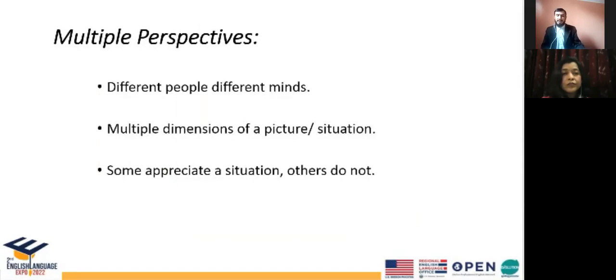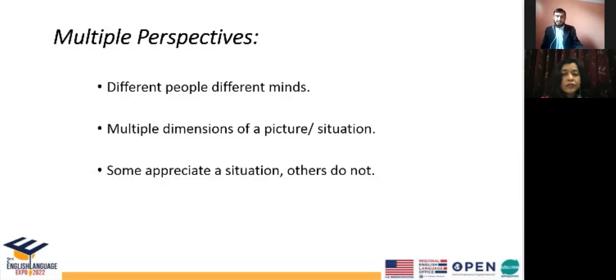Now, let's talk about multiple perspectives. In one situation, the different perspectives and the different values, beliefs, and products that we have are interpreted differently. How? Because we have different perspectives. We have multiple perspectives in the world. Not two people think in exactly the same manner. Their thoughts are always somewhat different from each other. Different people have different minds. And everybody looks at one situation or a picture from a different angle and from different dimensions, as there are always many dimensions to one picture or situation.